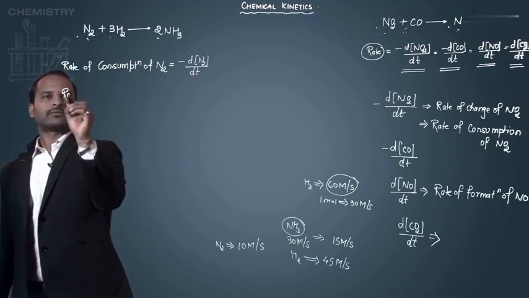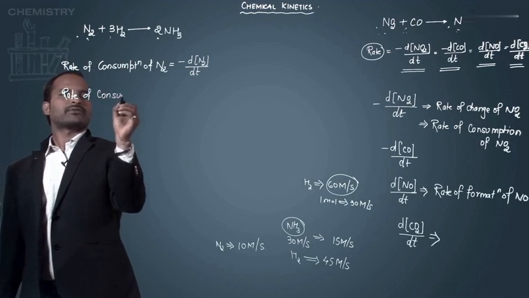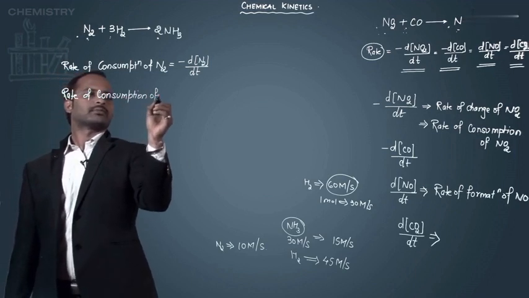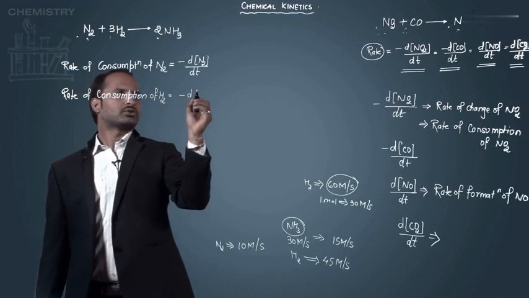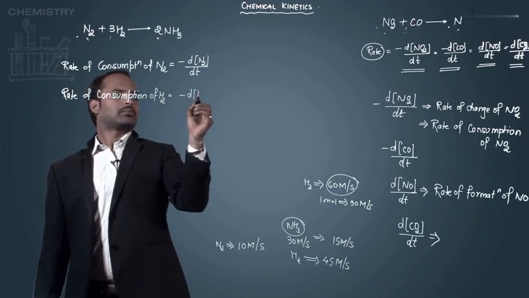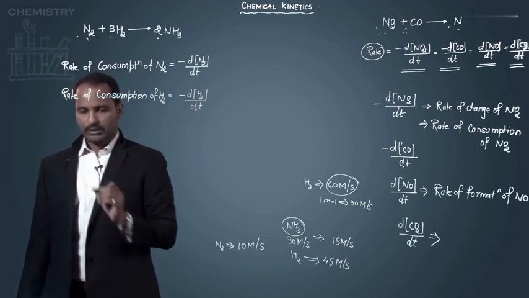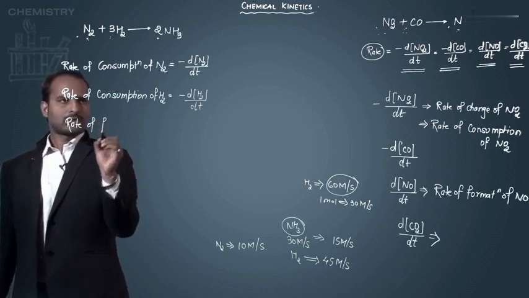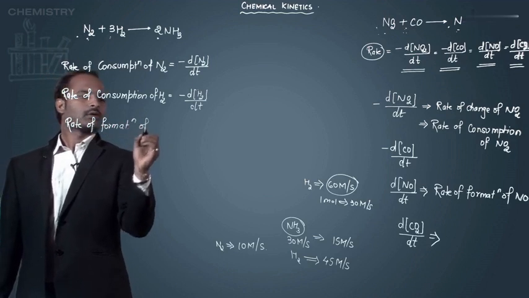The rate of consumption of hydrogen is going to be minus d[H2] by dt. Again it's a consumption, so minus sign. The rate of formation of ammonia.